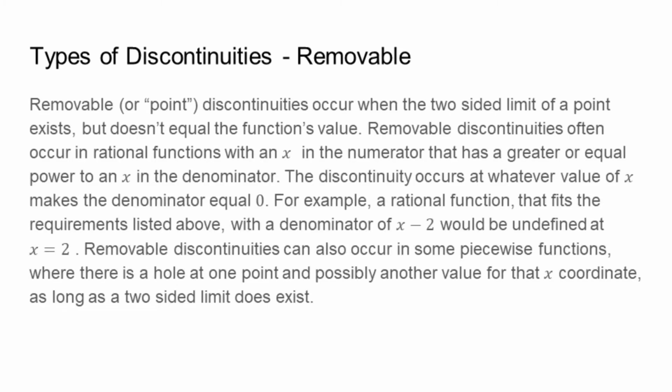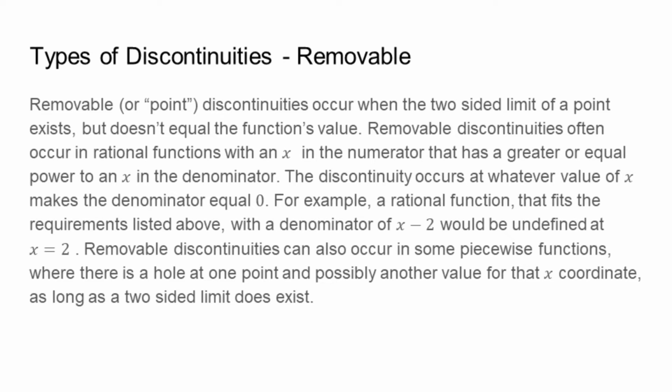Types of discontinuities. Removable. Removable or point discontinuities occur when the two-sided limit of a point exists, but it doesn't equal the function's value. Removable discontinuities often occur in rational functions with an x in the numerator that has a greater or equal power to an x in the denominator. The discontinuity occurs at whatever value of x makes the denominator equal 0.